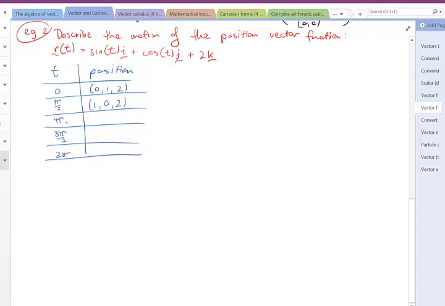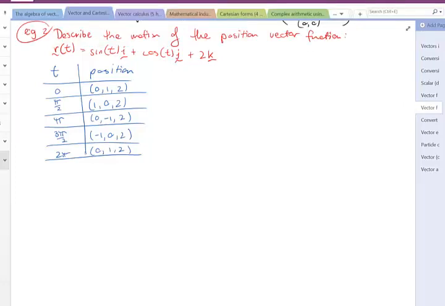When it's pi, sine pi is 0, cos pi is -1, and the 2 is constant. 3 pi on 2, sine 3 pi on 2 is -1, cos 3 pi on 2 is 0, and the 2 is constant. And then finally back to the original position, 0, 1, 2.